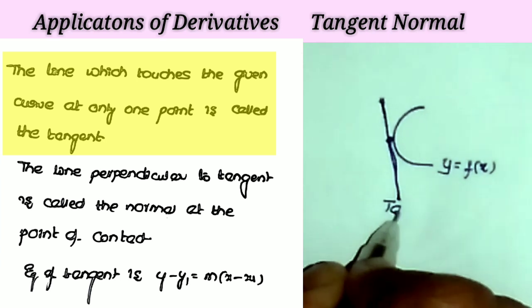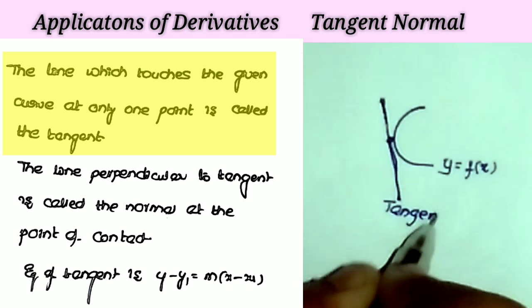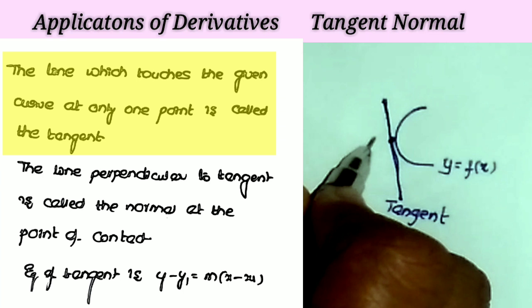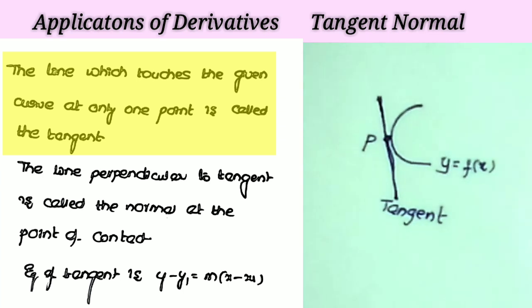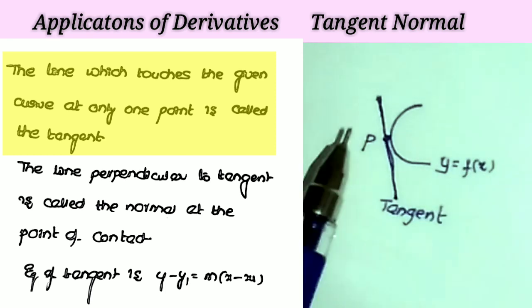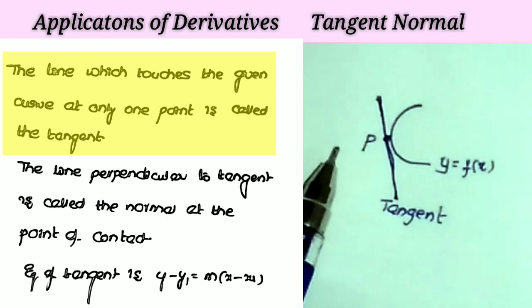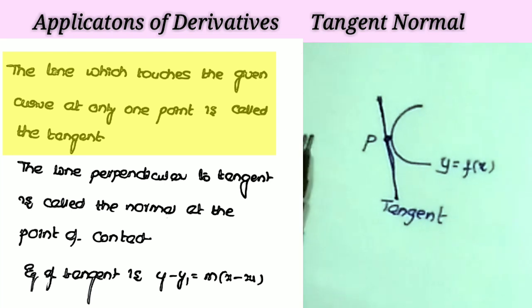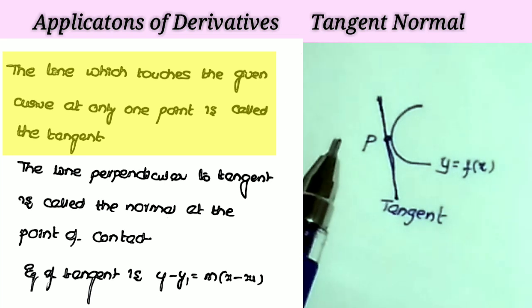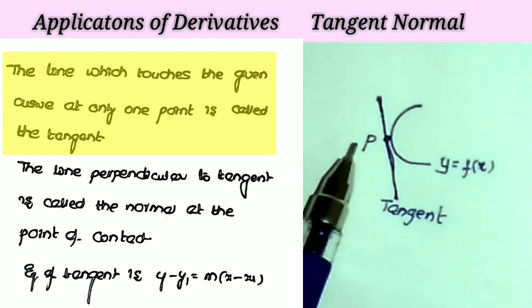This is called the tangent of the curve, and the line touches the curve at the point P. So this is the tangent at the point P. We are saying that this is the tangent to the curve at this point. This is the point at which the line touches the curve, and this is called the point of contact. Now this is the definition of the tangent.